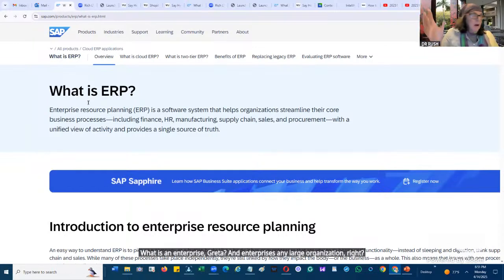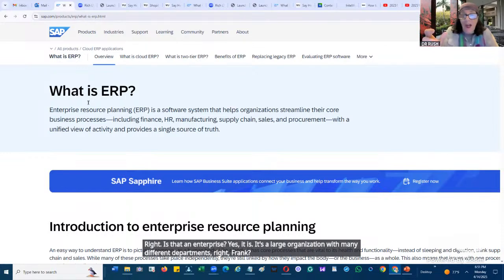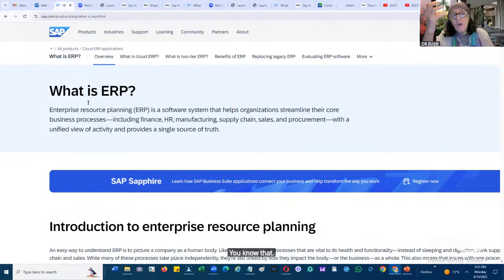And Frank, what large organization do we both know rather well? Frank, I'm unsure, and let's not be that unsure. What organization do we both belong to? I have a different role than you do. The University of Miami? Right. Is that an enterprise? Yes, it is. It's a large organization with many different departments, right, Frank? You know that. And basically, what's the core of what enterprise resource planning software is?